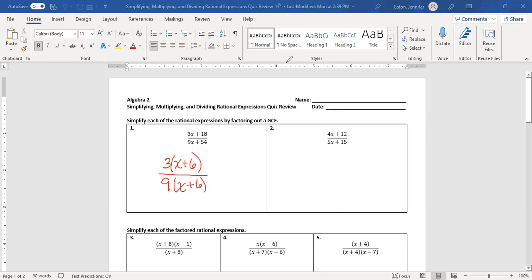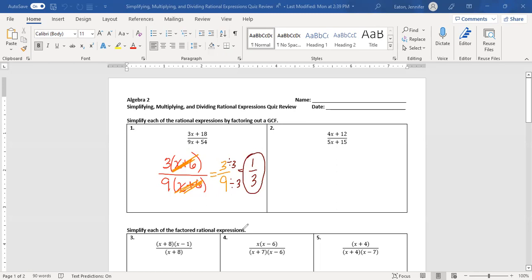So now what do they have in common? What can we cross out here? They both have an x plus 6. So that leaves us with 3 over 9. We are not done yet because both 3 and 9 are divisible by 3. So if I take 3 and divide that by 3, I'm left with 1. If I take 9 and divide that by 3, I'm left with 3. So that leaves your final answer as 1/3.